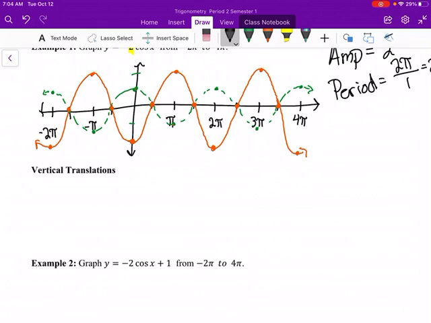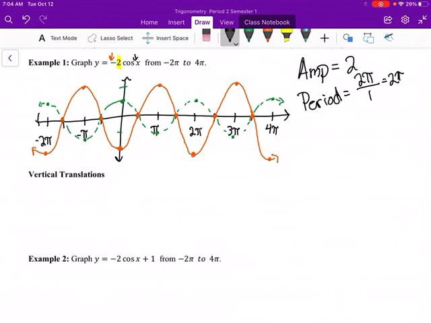The next thing we're going to do is vertical translations. And vertical translations occur when we're adding or subtracting something outside of the cosine value, and we're not multiplying it by it, but we're adding it outside. So this is going to move our graph up or down.